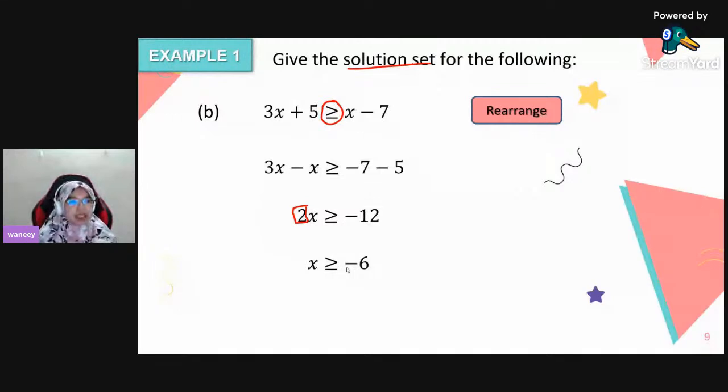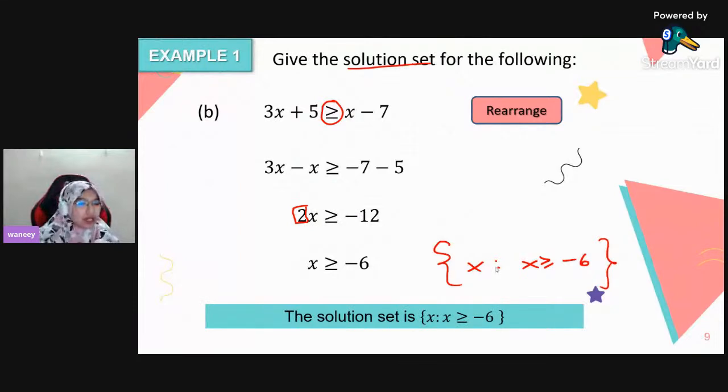Right, so we must give our answer in solution set form. Do remember, for solution set, you need those curly brackets and then simply write down x greater than or equal to negative 6. But in front, you must have x such that. Okay, so those are our solution set. So the solution set is x such that x greater than or equal to negative 6.